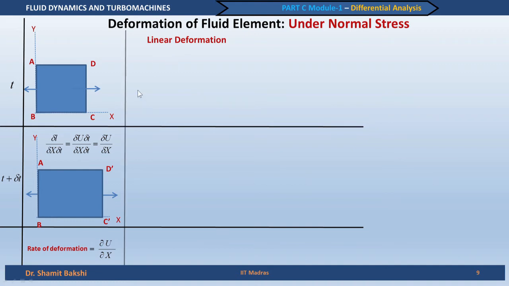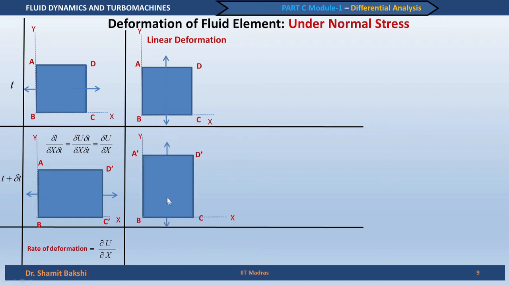In the second case, let us consider a normal stress in the y direction, perpendicular to the faces AD and BC. Then a similar thing happens: a linear deformation happens in the y direction, it gets stretched along the y axis. The x axis, as there is no stress or force acting in the x direction, remains as it is, and again there is an increase in volume. So, the volume increases as you move from here to here.